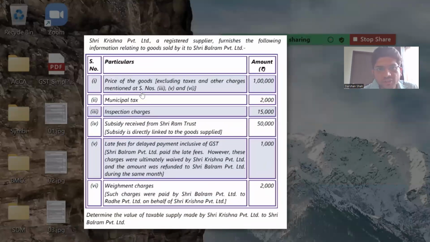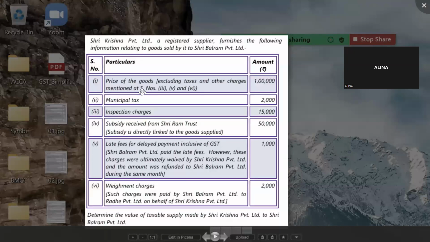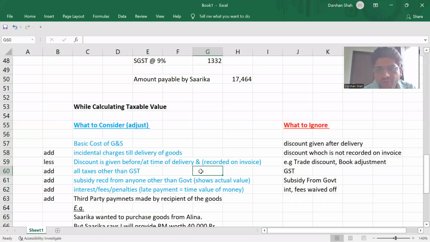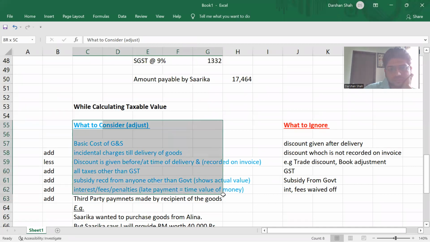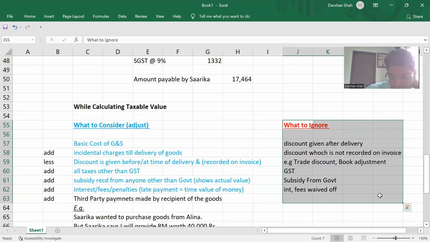Can you see this question on the screen that I opened up? Yes, sir. Okay. Do you want to take a screenshot of this? What to consider and what to ignore? It will be needed when we do the calculation. All these will be needed, and all these will be completely ignored.